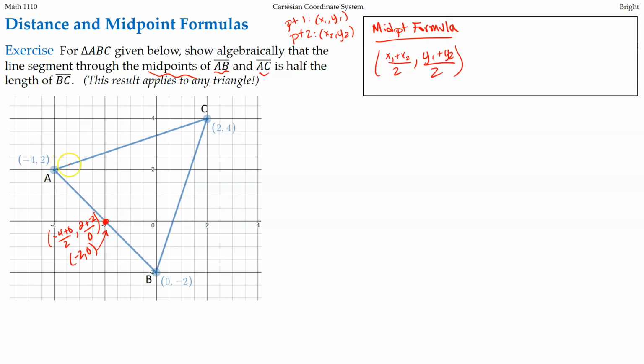Okay, I'm going to do the same thing for AC. I want you to pause the video and do it for yourself. Okay, you do end up getting -1 comma 3. Okay, so great, we have our midpoints. Moving on. So the line segment connecting these is going to be this line segment in red here, and I need to show now that this line segment in red is half the length of BC, which is this other line here.